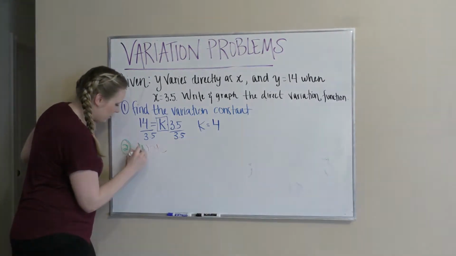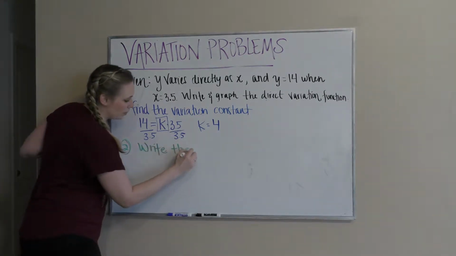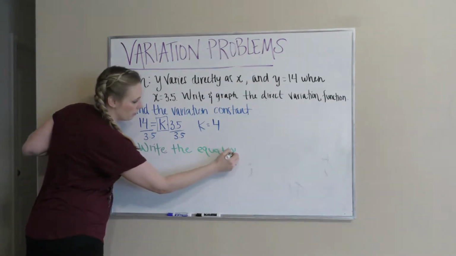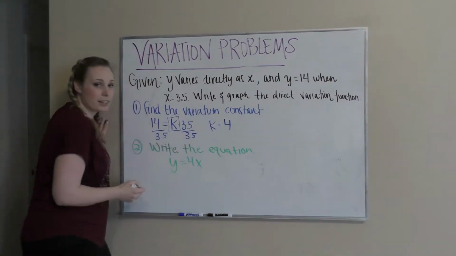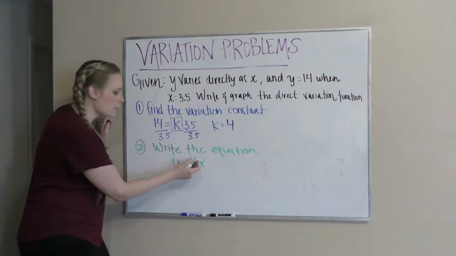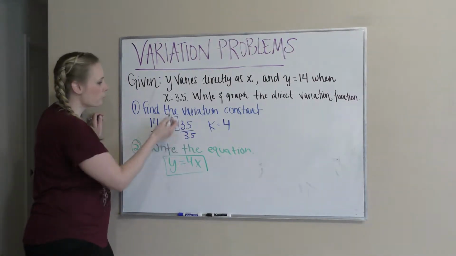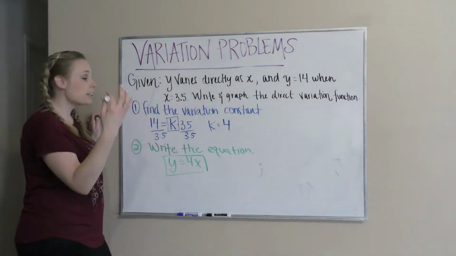All right. So next step is to write the equation. And we know that y equals 4 times x, or our output is always 4 times our input. So there's our equation. You can always double check yourself to make sure it works. You can plug in 3.5 and is 4 times 3.5 really 14? If it is, you know you did it right.